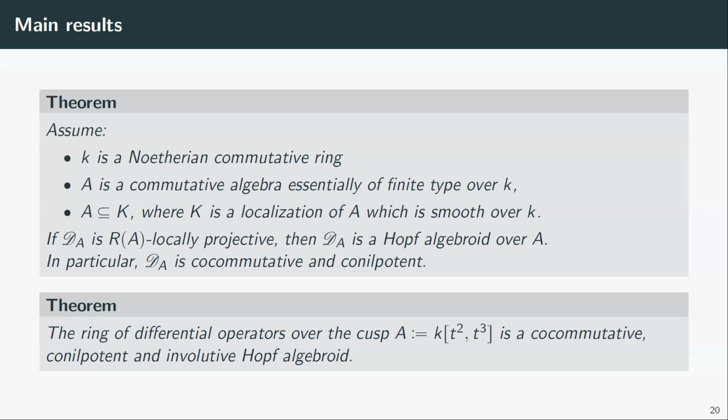No, it's because we are working with a localization, and therefore a differential operator which vanishes on A is 0 in the first place. Okay, so this quotient is not needed. Okay, yeah, so this is good. This clarifies.